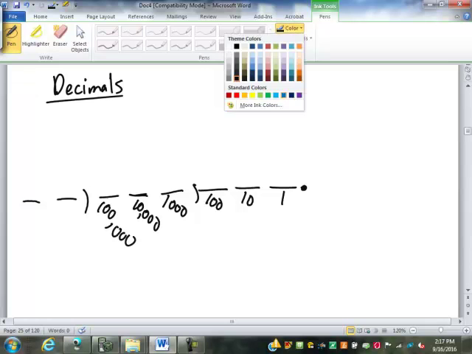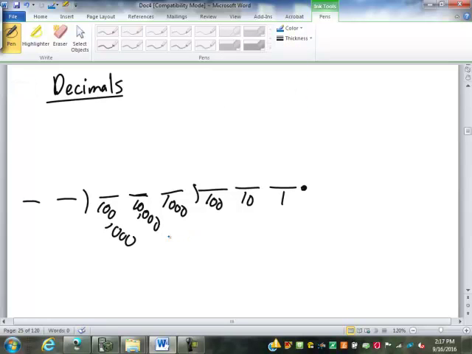Well, if we look at those place values, as we move from left to right, if I move one spot to the right, the numerical value is divided by 10. Each time I do it, 1,000 divided by 10 gives us 100. 100 divided by 10 gives us the tens. 10 divided by 10 gives us the ones.